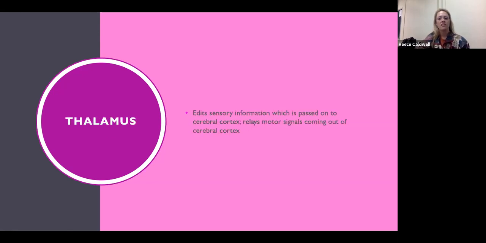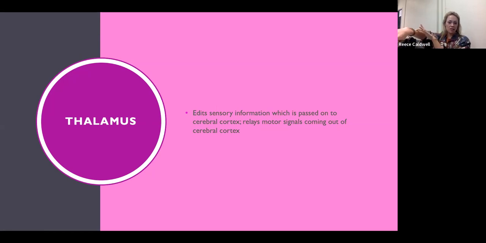This question asks us what edits sensory information, which is passed on to the cerebral cortex, or relays motor signals coming out of the cerebral cortex. So this is the thalamus. We see sensory impulses come in and motor signals come out. Sensory and afferent you can always pair together. Motor and efferent you can always pair together. Motor efferent, I always think of skeletal contraction.